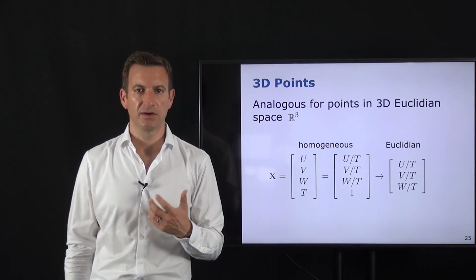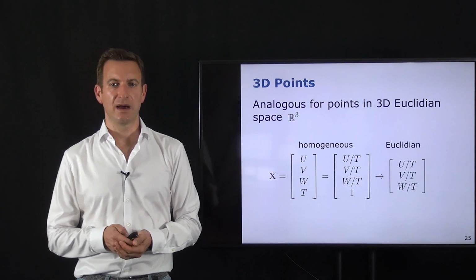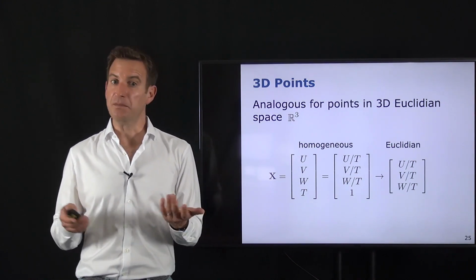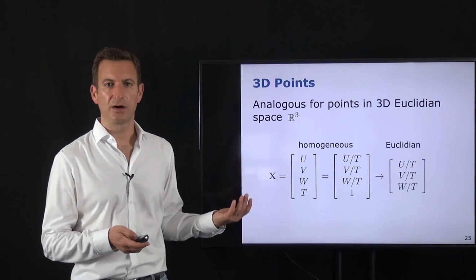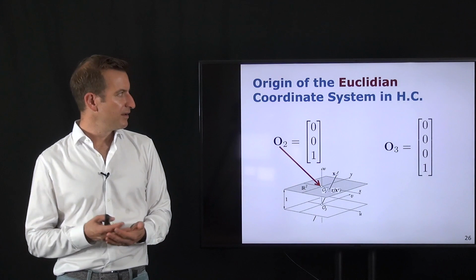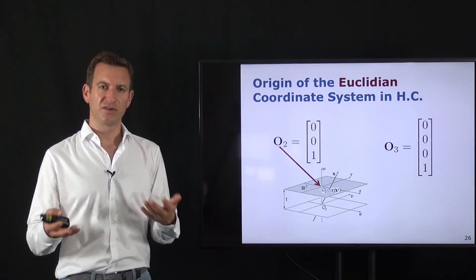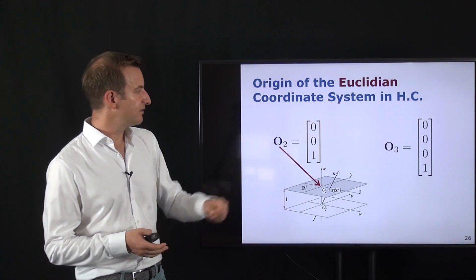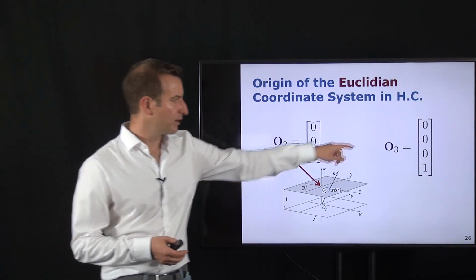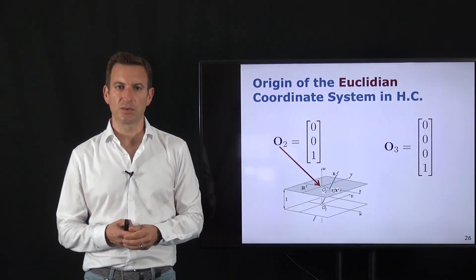Okay? So what we can do in 2D, we can do exactly the same way in our 3D world, representing a point in P3, from R3 to P3 in this example. And then the origin of the Euclidean coordinate system, this may lead to some confusion, is the point 0, 0, 0, 1. So this is the origin in the Euclidean world.